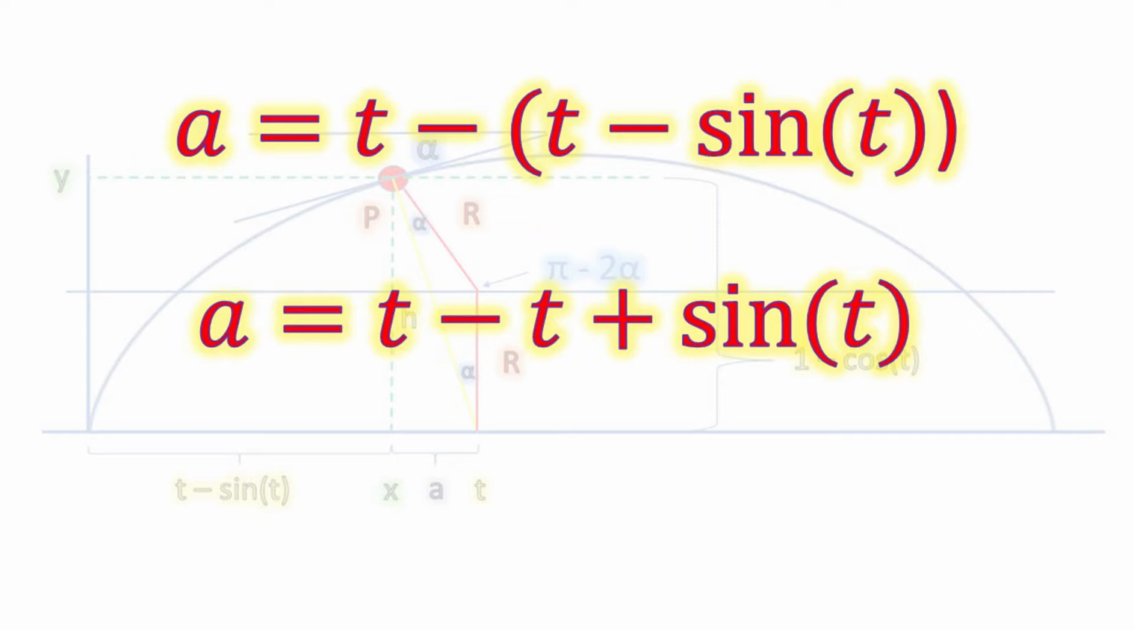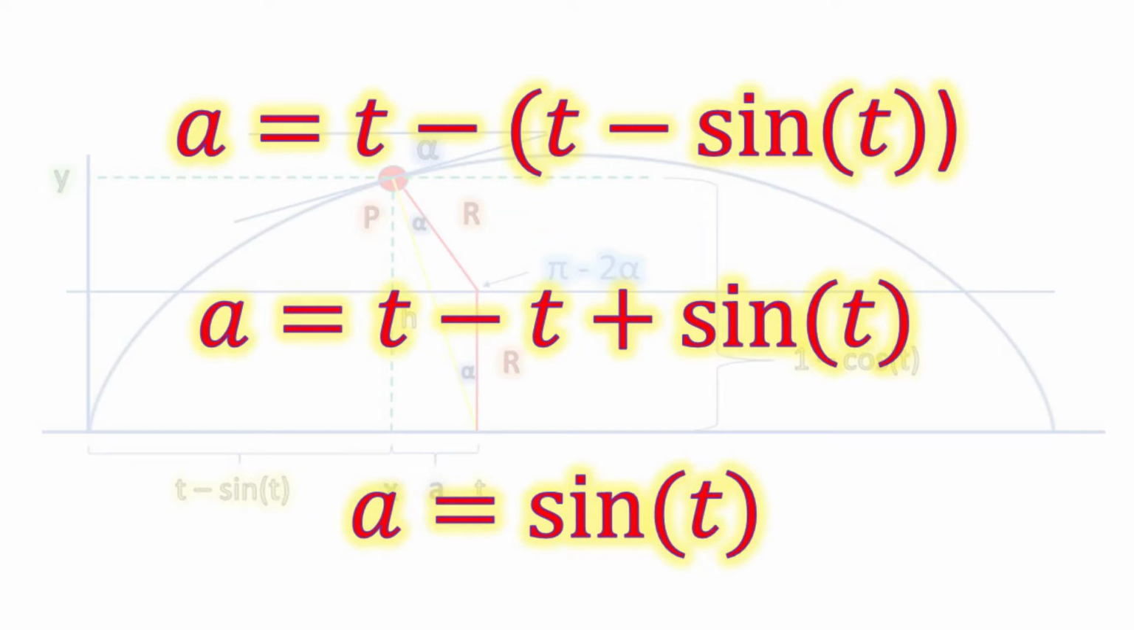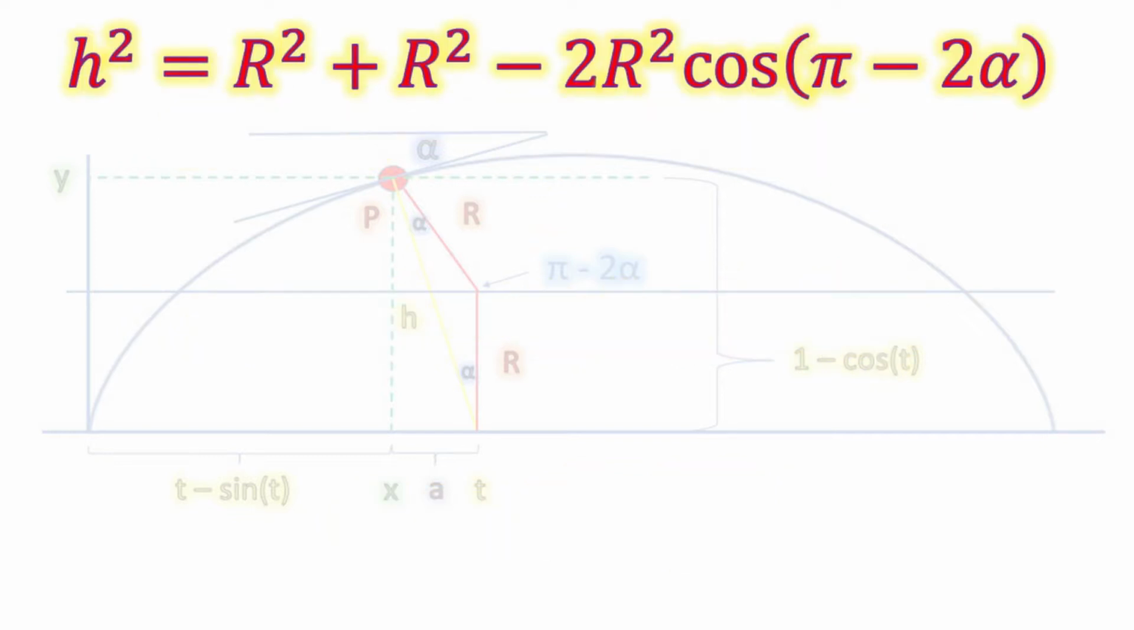So let's go ahead and solve that real quick. We get rid of parentheses, and there's our A. It's sine T. How fun. That's actually pretty easy. All right, the next one's a little funner.